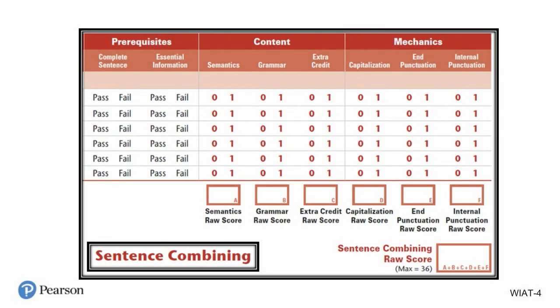Sentence combining requires the examinee to write one complete sentence by combining the ideas in 2 or 3 sentences. The complete sentence should include the essential information from the original sentences. The task includes 6 items. Each sentence is evaluated for content, which includes semantics and grammar, and extra credit. Each sentence is also evaluated for mechanics, which includes capitalization, end punctuation, and internal punctuation. Each sentence is scored 1 or 0 for each of the 6 areas.